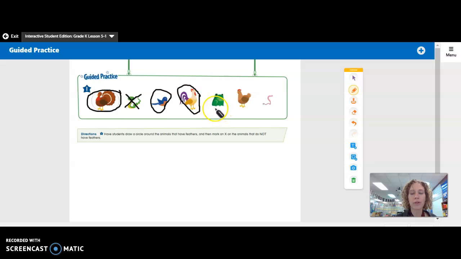How about a frog? Does a frog have feathers? No, they do not. So let's put an X. Here is a hen. Does a hen have feathers? Yes. And this is a worm. Does a worm have feathers? No way. They do not. So we're putting a big old X on that. Great job. Let's continue.